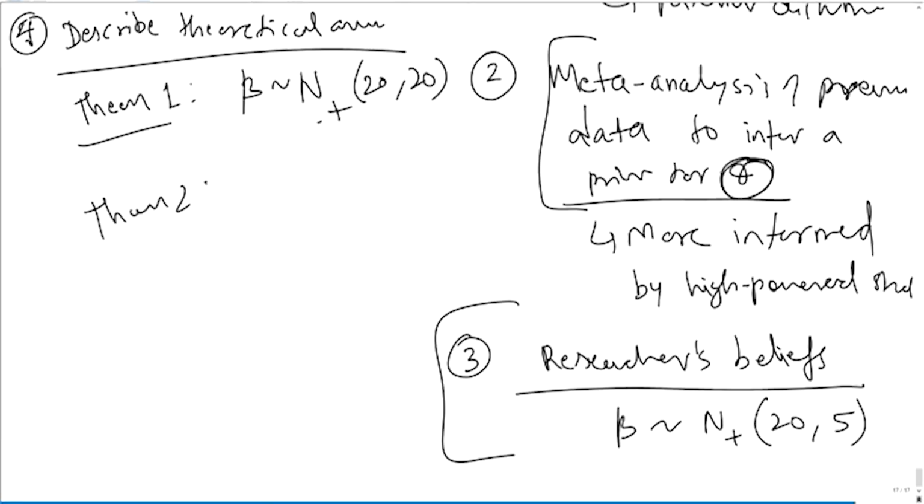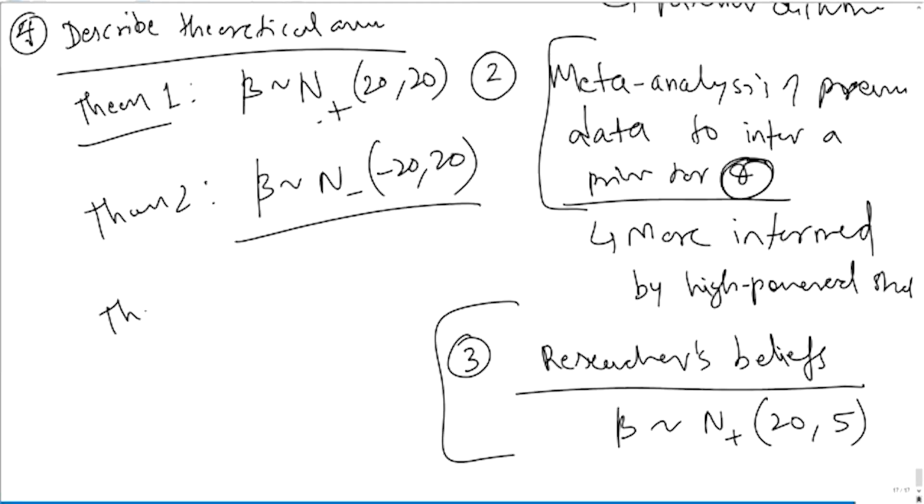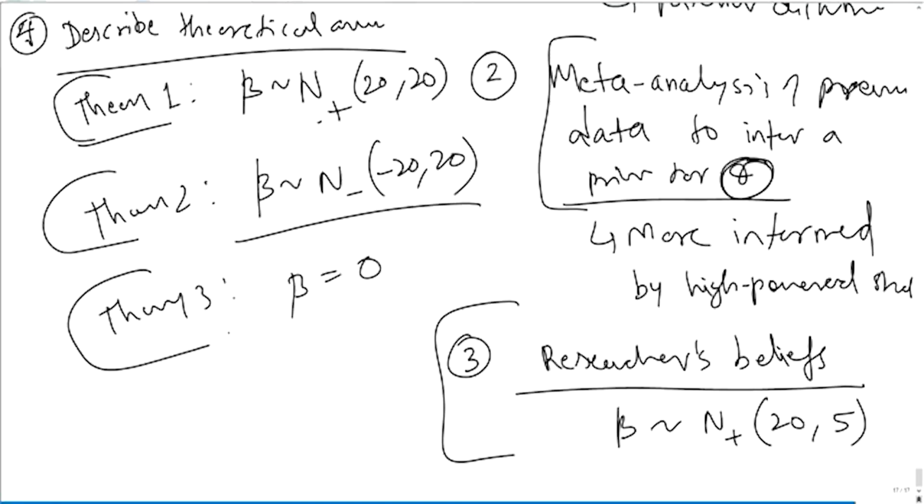Theory 2 says that the value of beta is negative. So let's say it has this prior. So you can describe theory 2 using this prior. And let's say theory 3 says that beta is 0. Okay, this is your theory 3. So now you have 3 sets of prior assumptions based on 3 theories. So you can describe your prior distribution, your prior assumptions, based on theoretical assumptions, right? If you have well specified theories that have something to say about the parameter of interest.